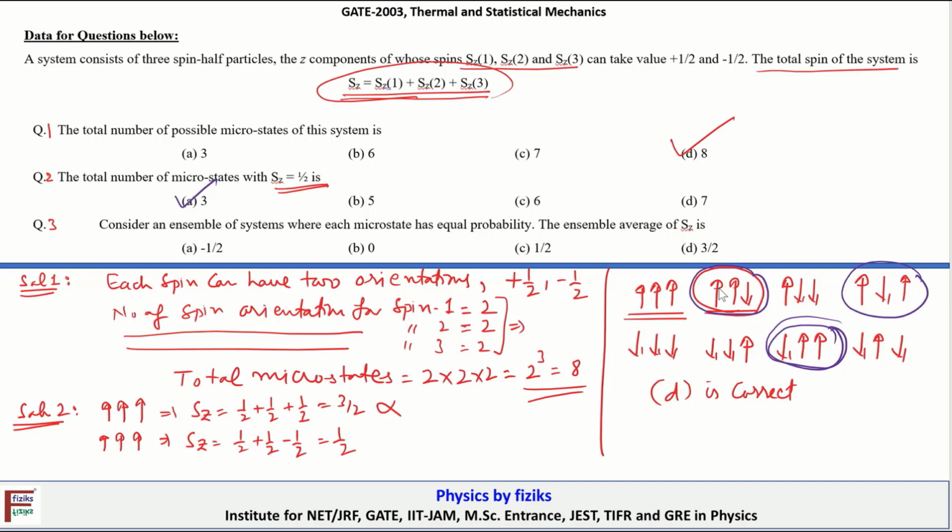Now what about question number 3? Consider an ensemble of systems where each microstate has equal probability. The ensemble average of Sz is.